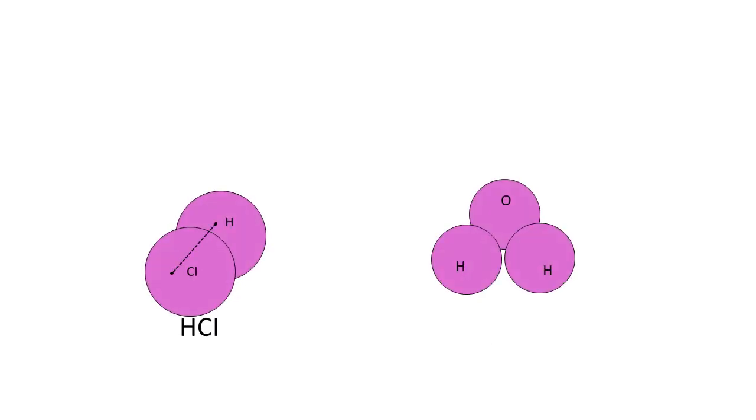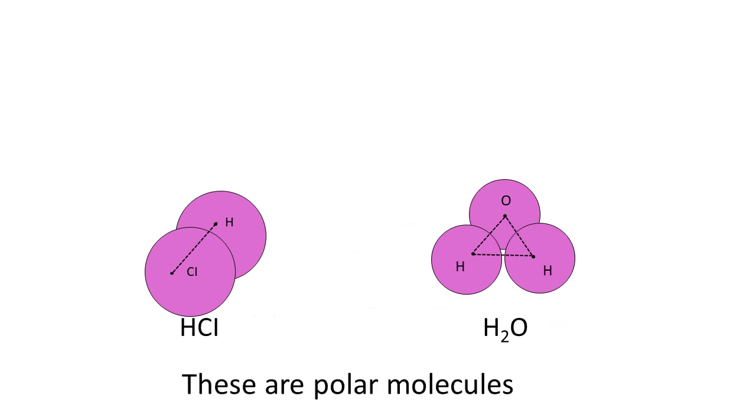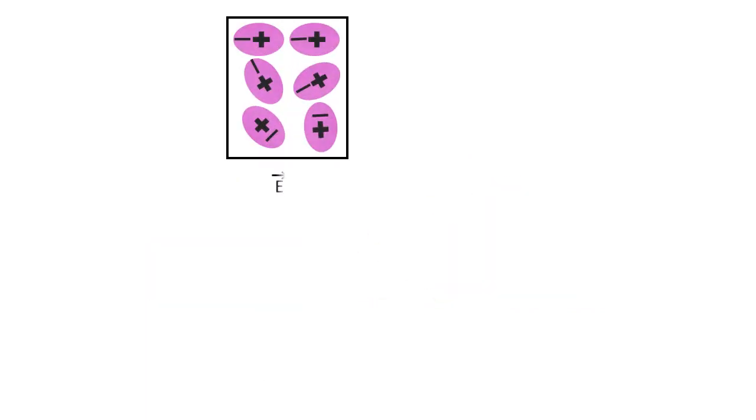Now we will see the case of dielectric materials having polar molecules. HCl and H2O are the examples of polar molecules. These molecules have permanent electric dipole moment vectors, meaning their centers of mass of positive and negative charges are permanently separated by a short distance. But in any sample, in absence of external electric field, net electric field developed is 0.